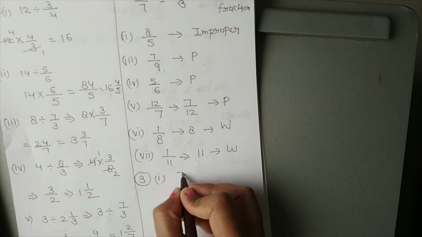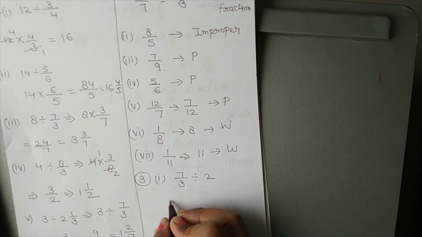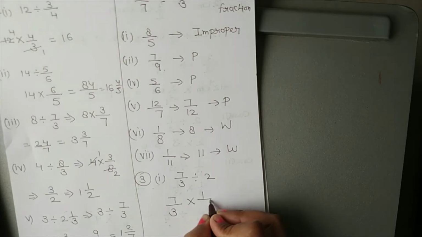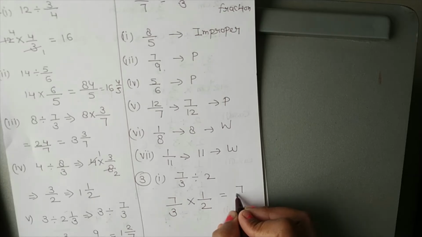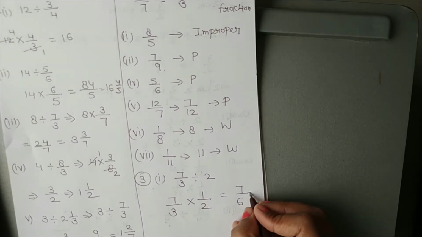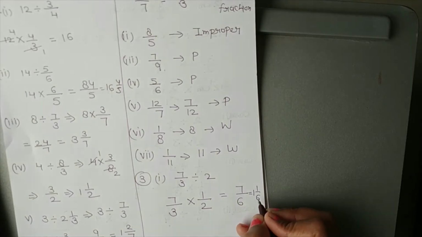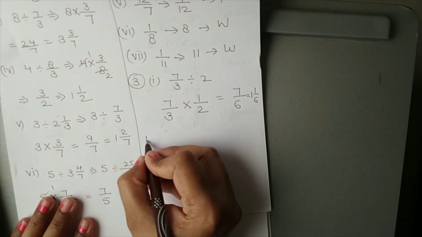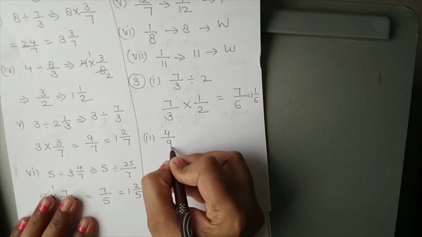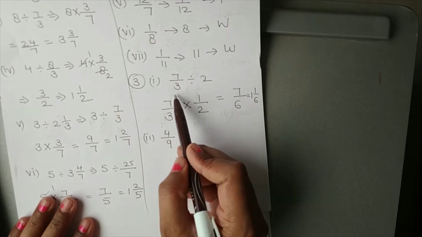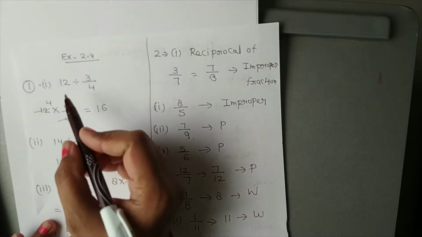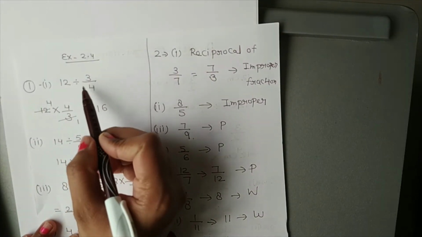So first part, 7 upon 3 divided by 2. So same procedure, 7 upon 3 multiplied by 1 upon 2, then it will be 7 upon 6. So it will be changed to 1 1 by 6. Okay, then second part, 4 upon 9. This is the example of fraction divided by whole number. Okay, and the first question based on whole number divided by fraction.